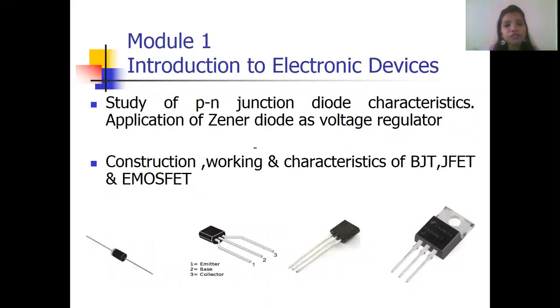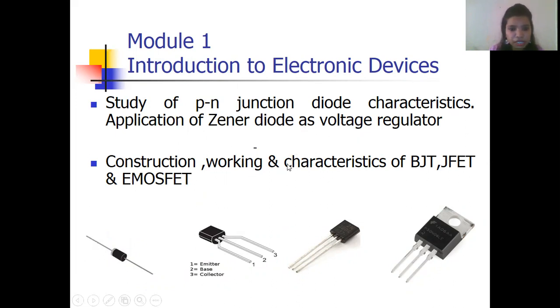In module 1, we will learn about the introduction of electronic devices. We know there are various types of electronic devices like diodes, transistors, FET, MOSFET. So we will learn one by one their construction, their working, and what are their characteristics.